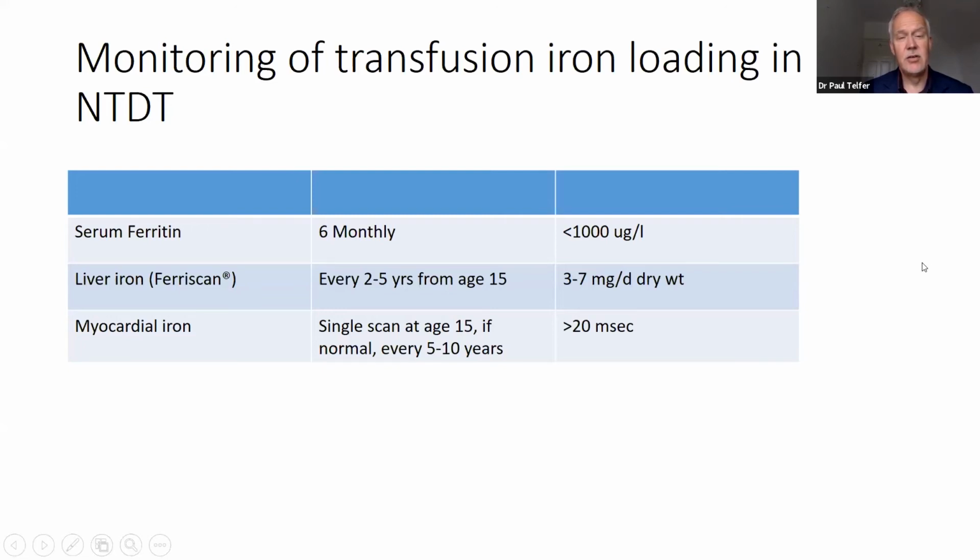Myocardial iron, not so frequent, but each patient should at least have a single scan at a particular time point, perhaps at the age of 15 as a starter, and then perhaps every 5 to 10 years. I don't think there's any particular consensus about that, but I think there is a principle that can be used to make a decision for your own service and your own clinic.